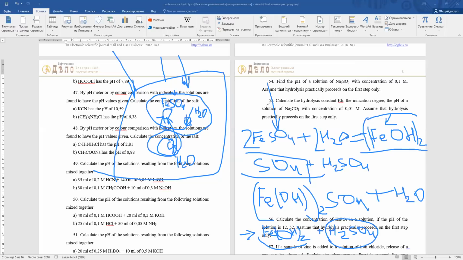Yes. Now, did you get why the stepwise character of the salts exists? Mm-hmm.